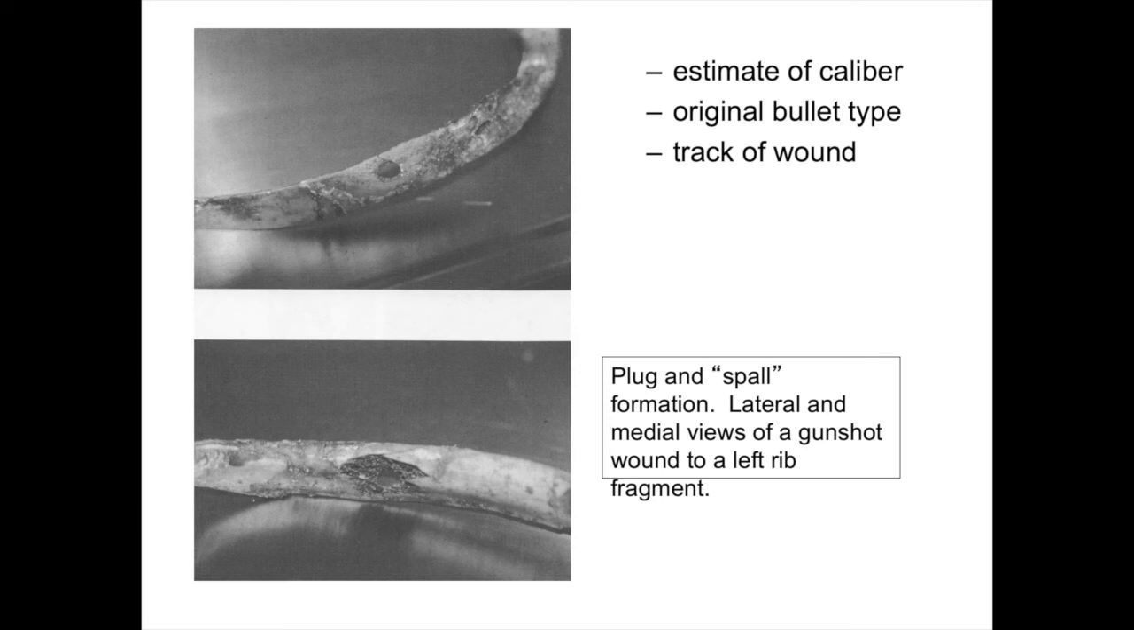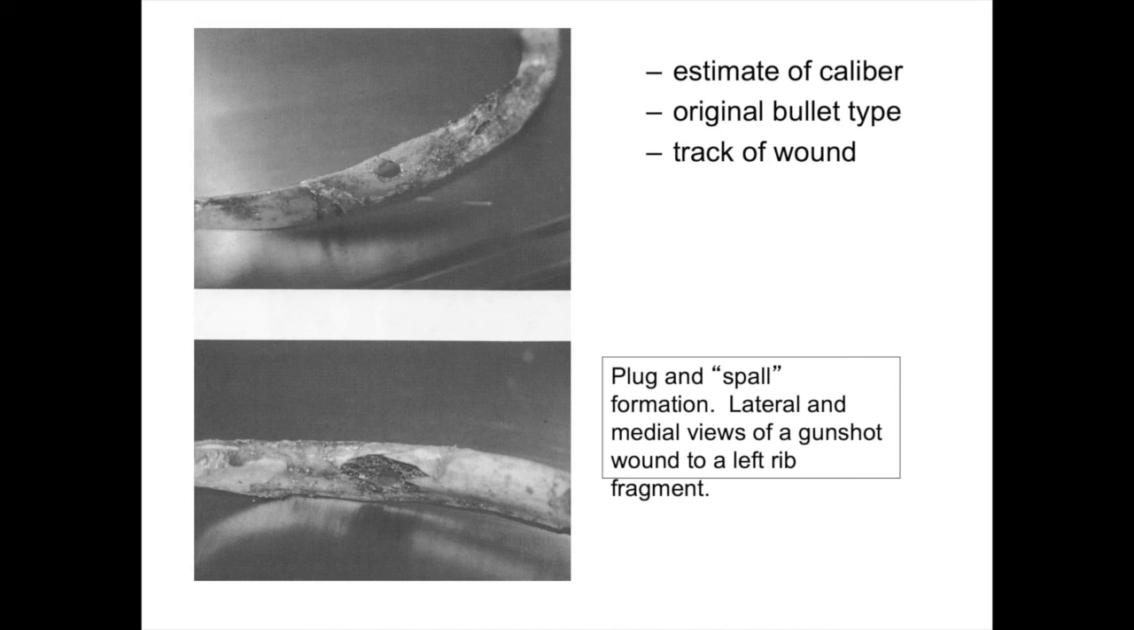When you're talking about bullets penetrating bone, you get this plug formation and the spall production. Plug formation occurs when the bone fails to shear in response to a strong tensile force. The bullet initially punches out an entrance, forming a plug, and then blows out an exit, producing the spall. The spalling produces the beveling, or the cone-shaped defect, that characterizes exit wounds.